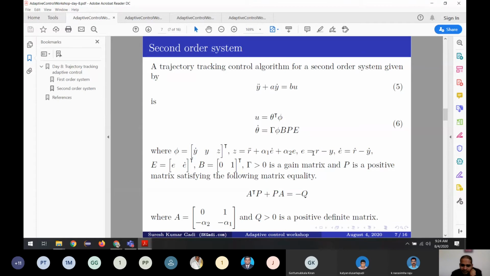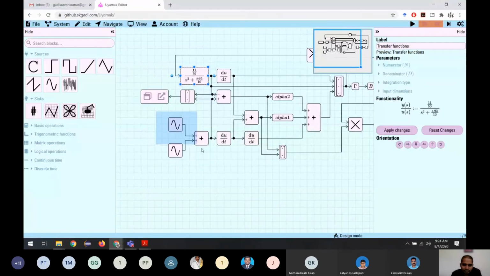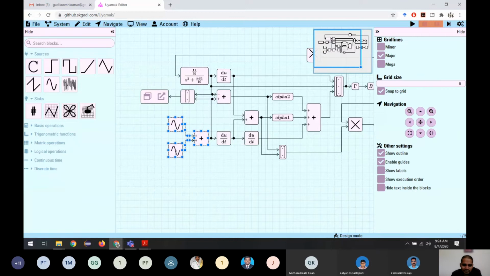So let us calculate first the error. The error is reference minus y. So what is the reference? I'm creating a sum of two sine waves as a reference. We want the system to follow this track. So this is the reference, right?